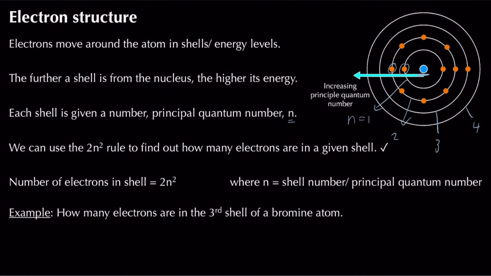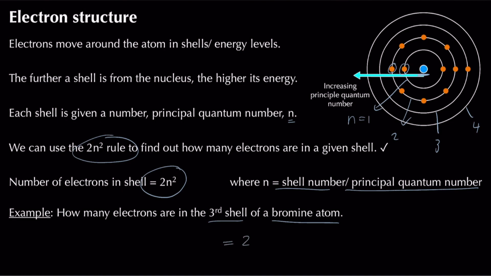One of the things we could be asked at A level is to find the number of electrons in a given shell. We can do this using the 2n squared rule, where n is equal to the shell number, or the principal quantum number. Here's an example: how many electrons are found in the third shell of a bromine atom? To find the number of electrons in the shell, I take 2 times the principal quantum number squared. So the number of electrons in that third shell is 2 times 3 squared. 3 squared is 9, and 9 times 2 is 18. So I know I've got 18 electrons in that shell.